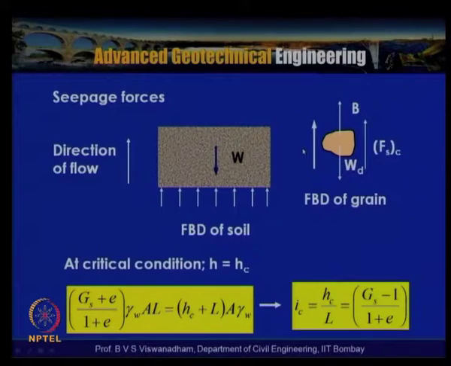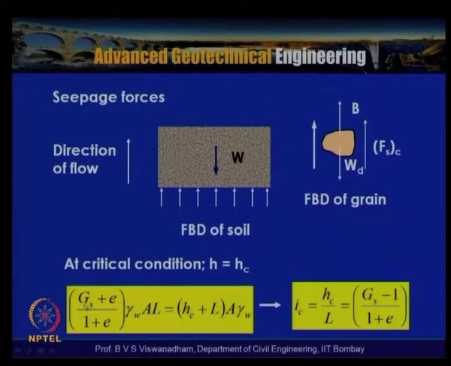Now, further, if you look into the equilibrium of an element having a cross-section area A in the direction of the flow, the FBD of the soil is that the weight of the soil mass is W, and the pressure exerted by the water acts at the base here. So, this is the free body of the soil particles or a grain which is shown here. At critical condition, H tends to become Hc.